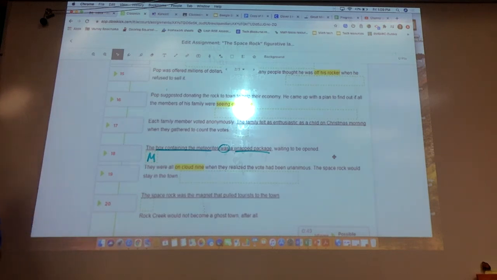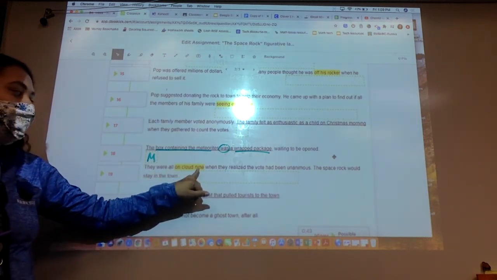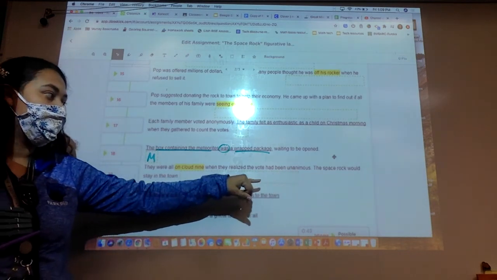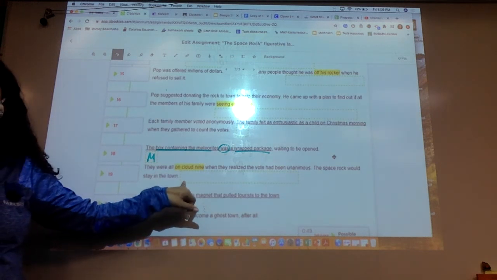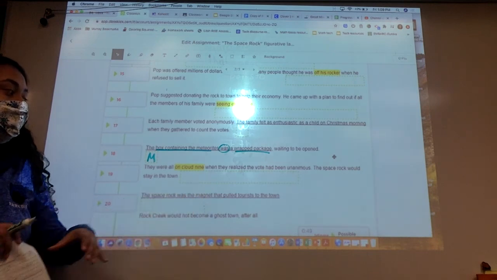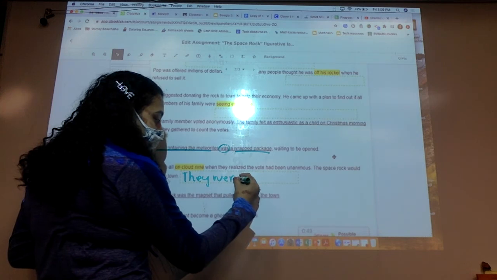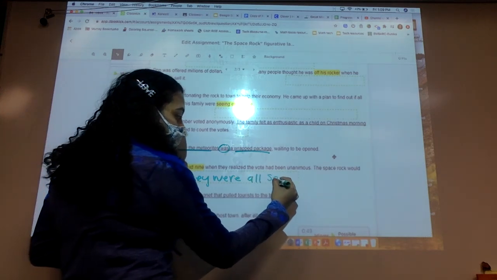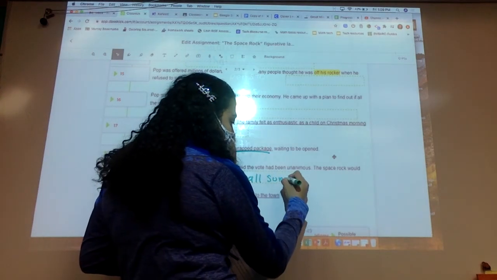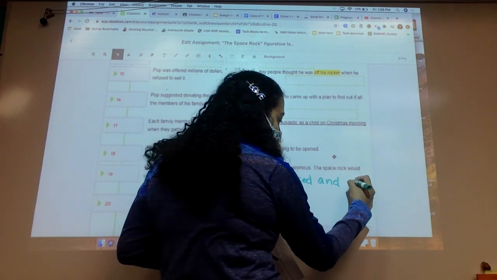Alright, next one. Let's go. They were all on cloud 9 when they realized the vote had been unanimous. The space rock would stay in the town. They were all surprised and excited? Yep. Alright, next one.